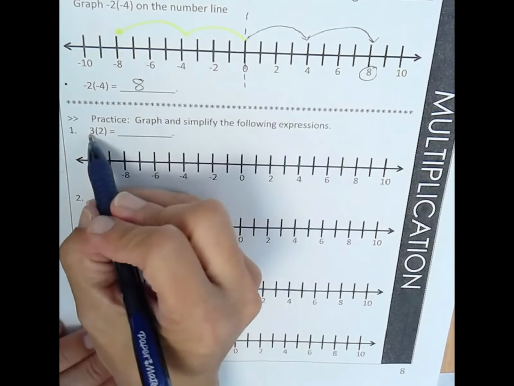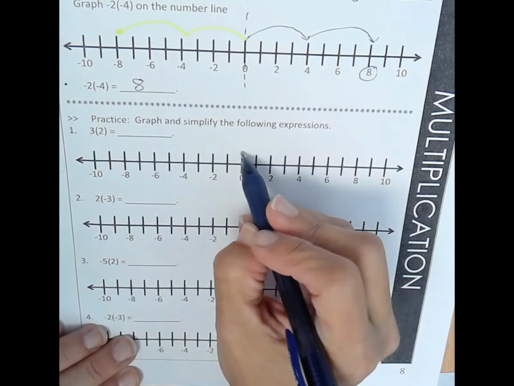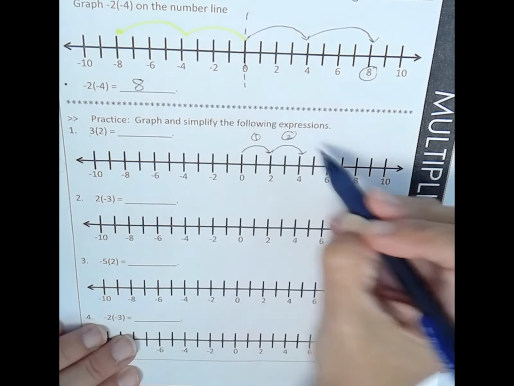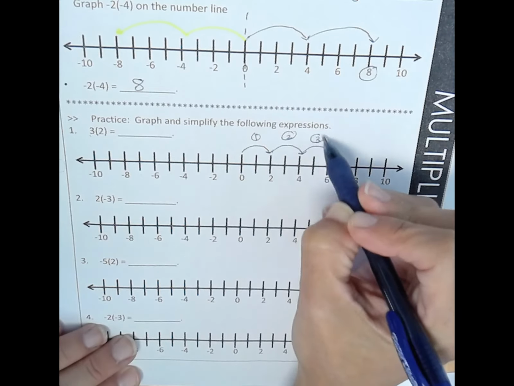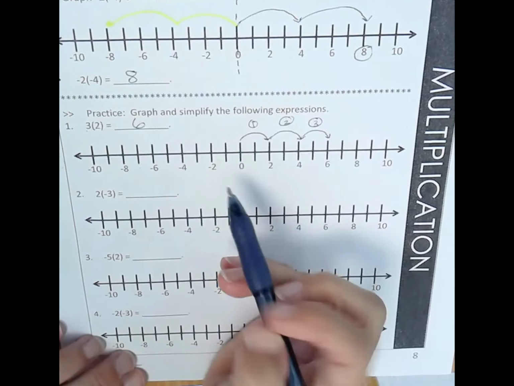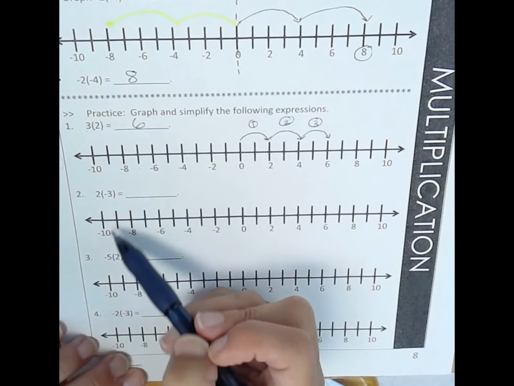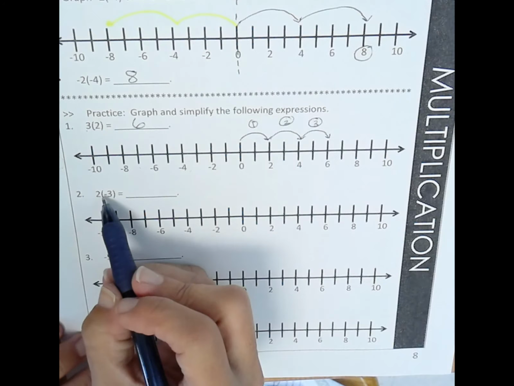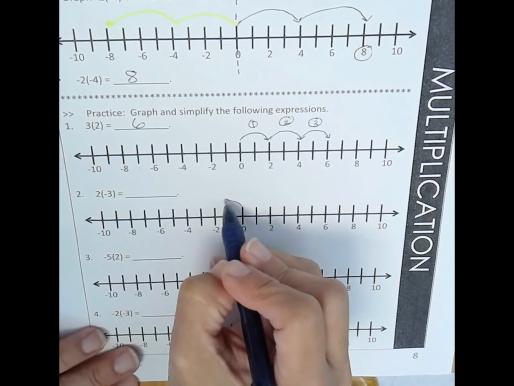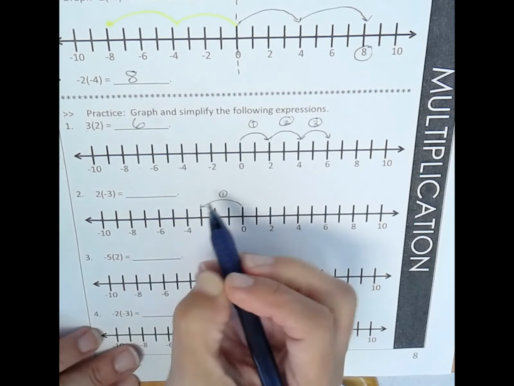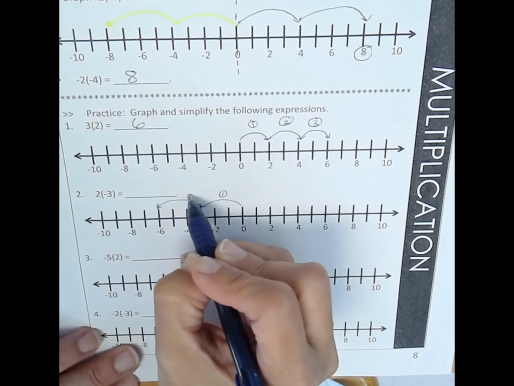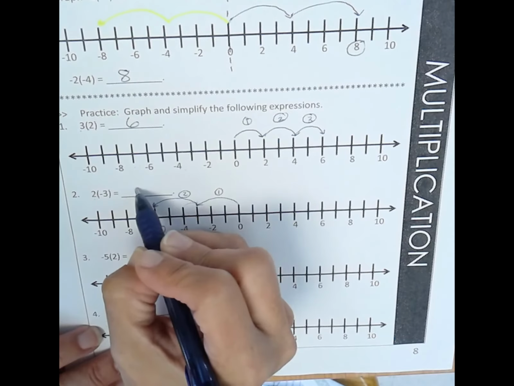Okay, here's your examples, 3 groups of 2. So here's 1 group of 2, 2 groups of 2, 3 groups of 2 is 6. And you probably already know that 3 times 2 is 6, but that's just to help you understand the number lines so we can do all the negative ones. Okay, number 2 is 2 groups of negative 3. So here's 1 group of negative 3. And then I have to go 1, 2, 3. I have to do another group of negative 3, which gives me negative 6.